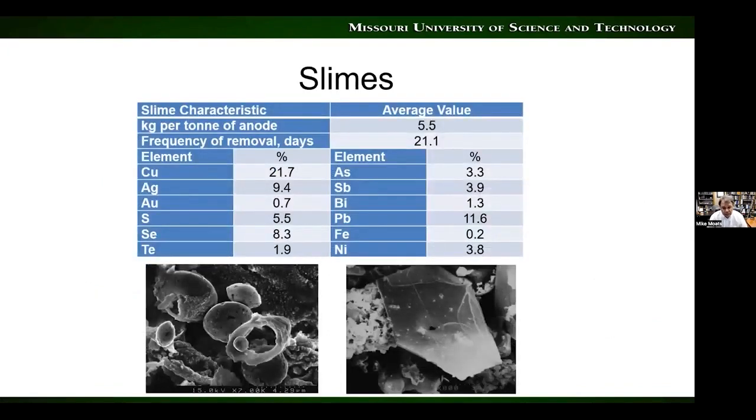Here's some data from the slimes that we generate. And you can see that the value of the slimes are in the gold and the silver. You can see that it's on average about 9% silver and 1% gold. And then there's also significant enrichment of selenium and tellurium. Copper slimes are the main source of tellurium for world production. The slimes are removed whenever the anodes are removed, which is on average 21 days. And you can see that the average amount of slimes per ton of anode is about 5.5 kilograms.